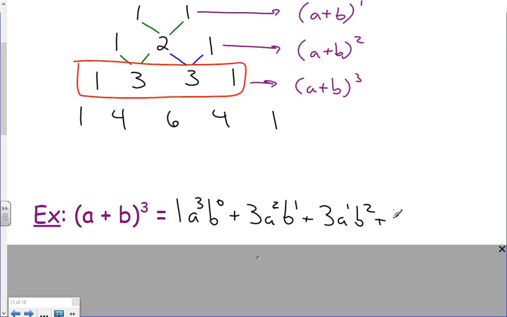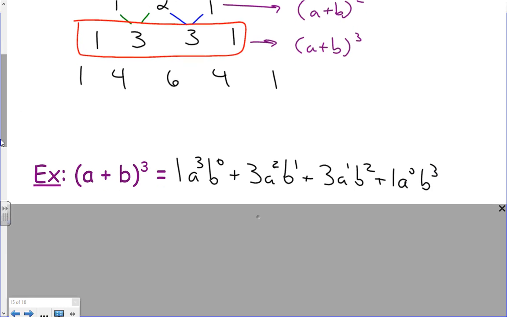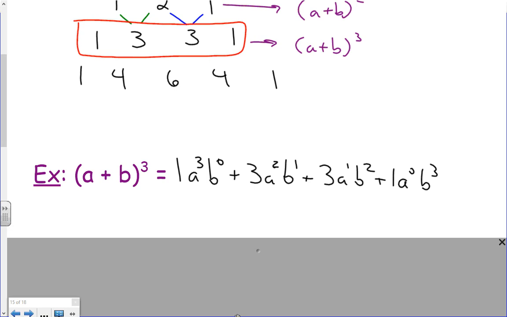And finally, 1 times a to the 0 b to the 3rd. Now that's writing everything out. And I would definitely recommend as we start doing some of these problems that you start with that, writing everything out. But eventually you'll get to the point where you're comfortable just leaving out the stuff you don't need. I don't need the 1 and the b to the 0, so I can write this as a cubed.